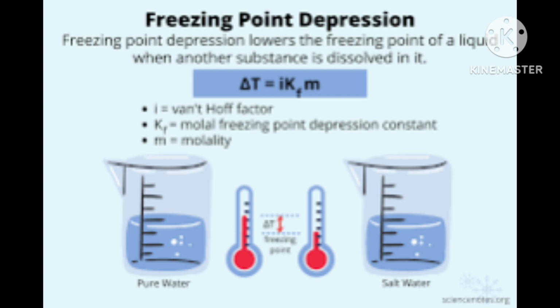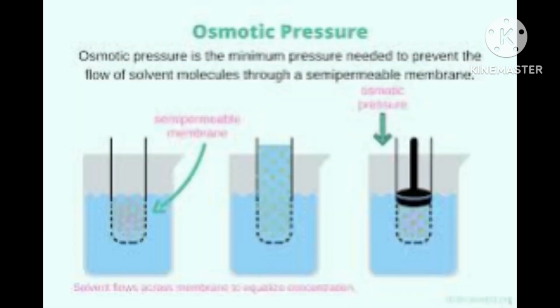Now, this is the same type of formula. Delta Tf is directly proportional to m. Again, same concept: make it an equality by multiplying with some constant. Here the constant is known as Kf. There it was Kb, the ebullioscopic constant. Now here is Kf, known as the freezing point depression constant.